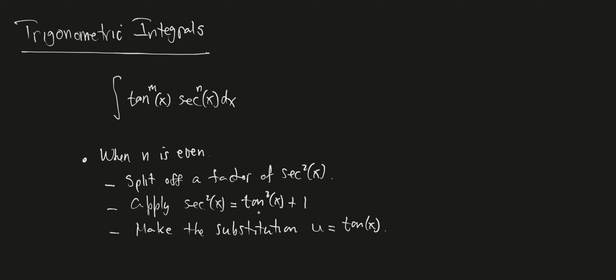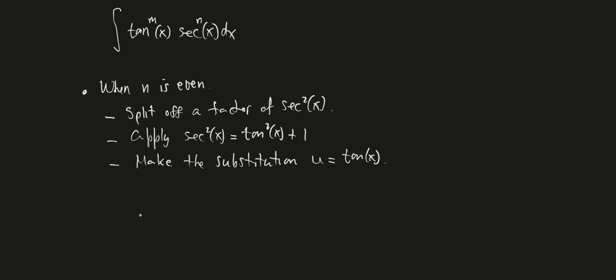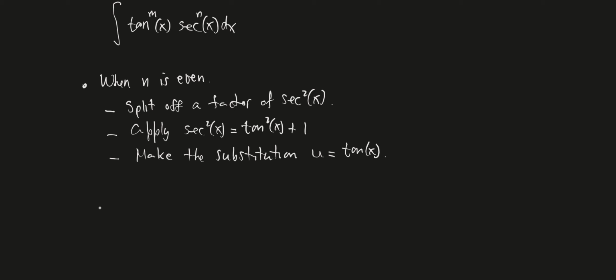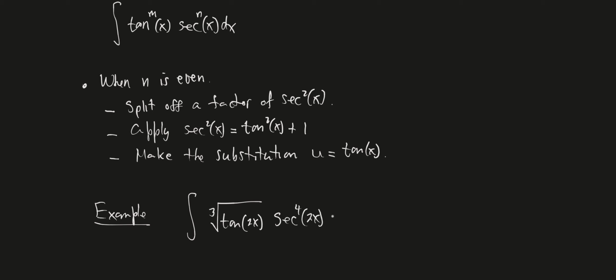So it's not until you actually see these procedures in practice that you really get what they're talking about, right? So let's do an example of this one. So let's say we have, I don't know, the cube root of tangent of 2x, and then we're going to have secant to the fourth power of 2x dx.